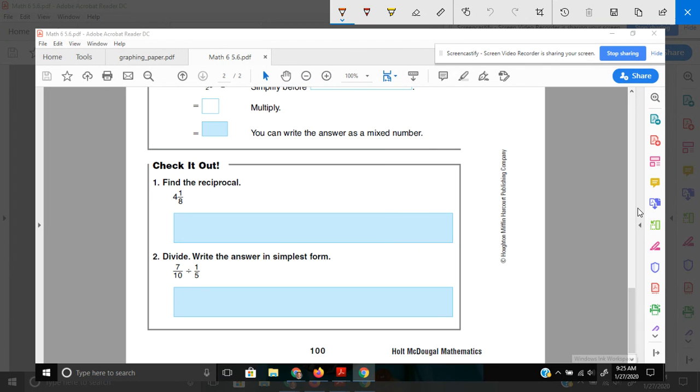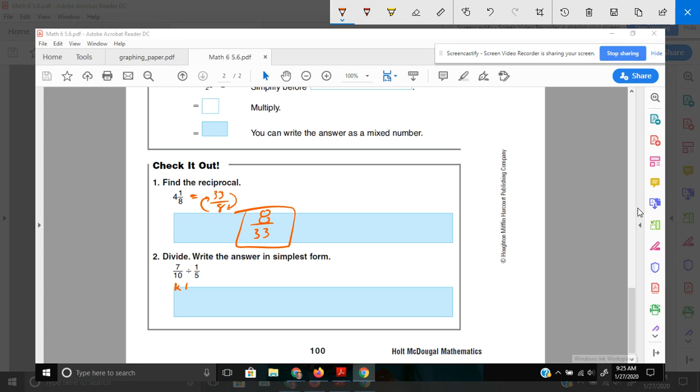The reciprocal of 4 1/8. Well, first, since it's a mixed number, I'll rewrite it as an improper fraction. 4 times 8 is 32, plus 1 is 33 eighths. And then the reciprocal of this would give me 8 33rds. And for letter B, it says to divide and write your answer in simplest form.